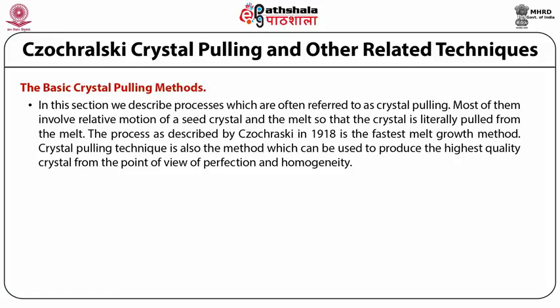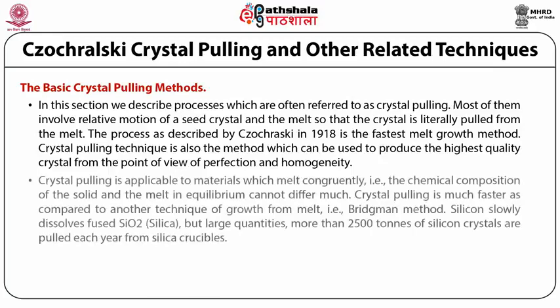The crystal pulling technique is also the method which can be used to produce the highest quality crystals from the point of view of perfection and homogeneity. Crystal pulling is applicable to materials which melt congruently, that is, the chemical composition of the solid and the melt in equilibrium cannot differ much. Crystal pulling is much faster as compared to another technique of growth from melt, the Bridgman method.